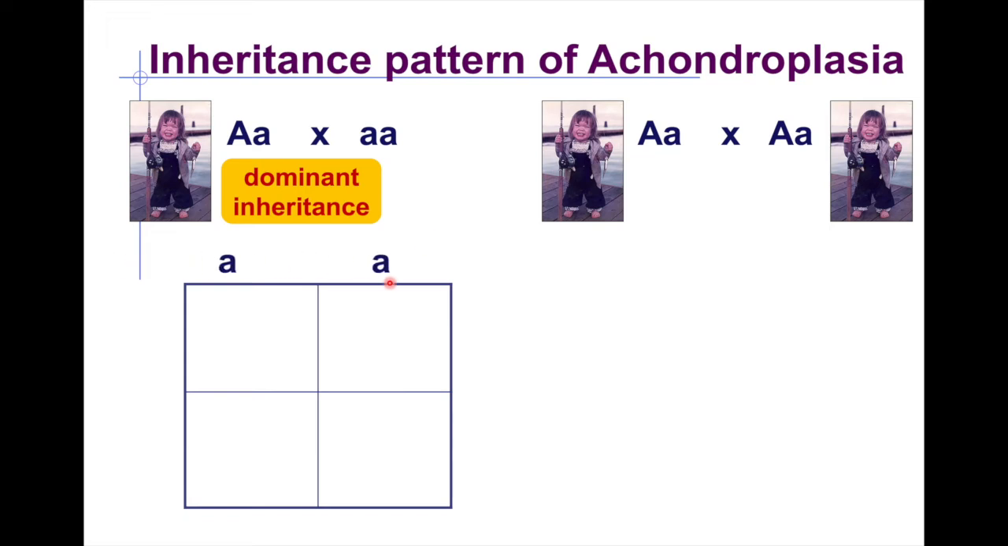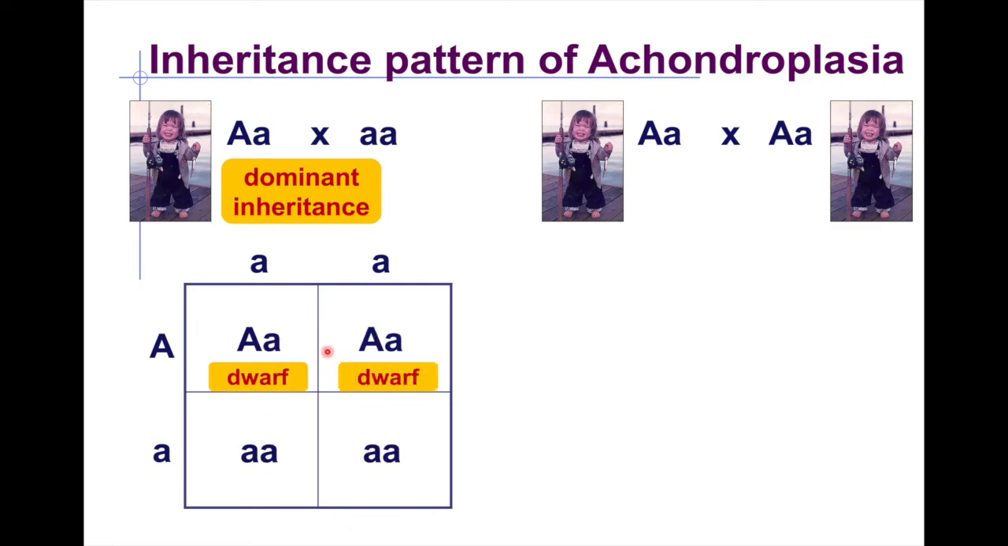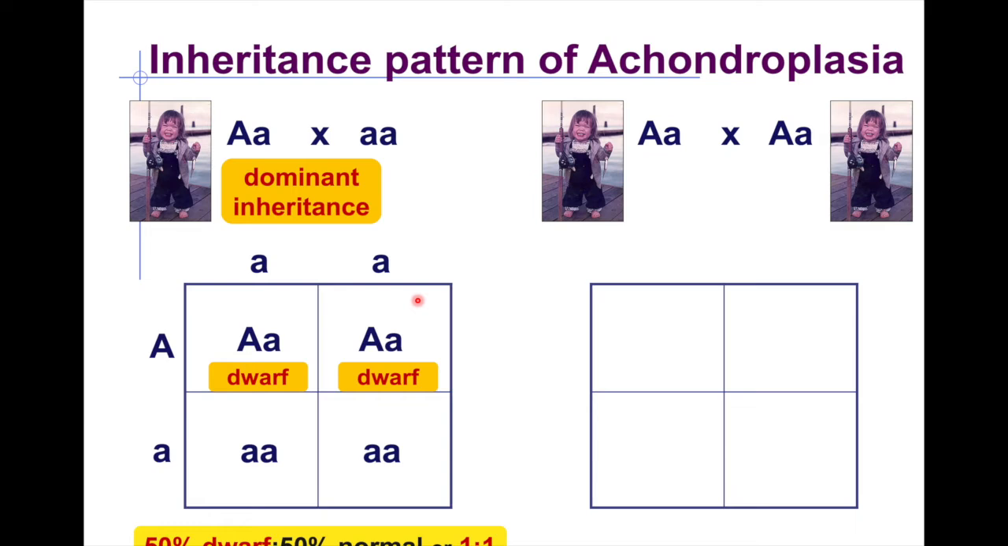Let's compare the Punnett squares of the two cases. For the affected individual marrying a non-affected person, we get the following results. There's a 50% chance that their children can have dwarfism. Half of them will have a normal height, and half of them will be dwarfs.